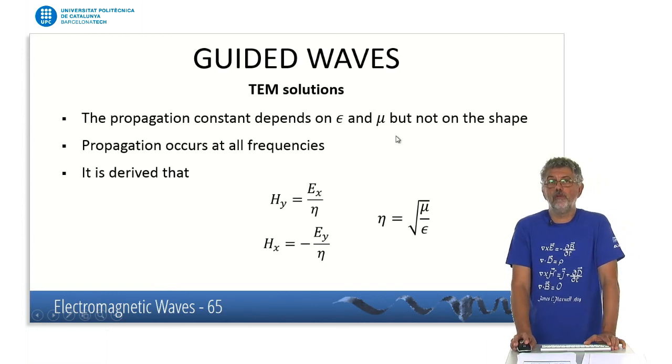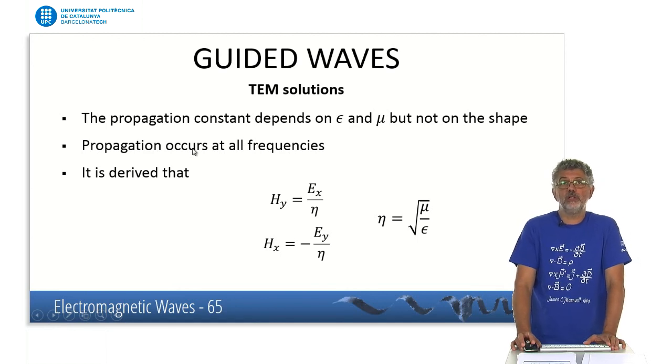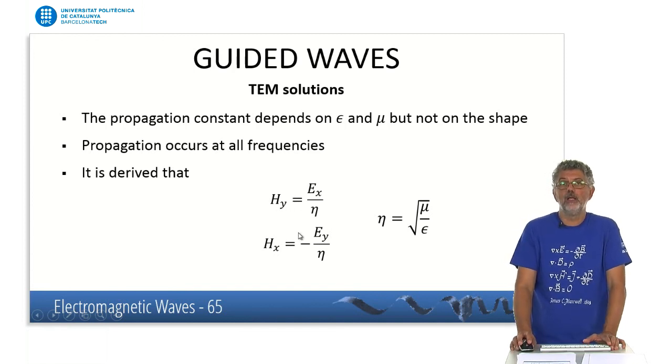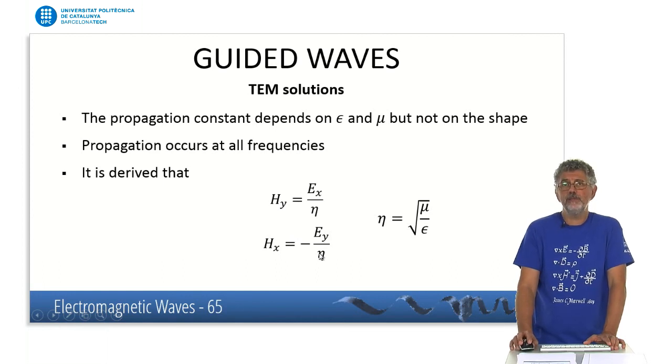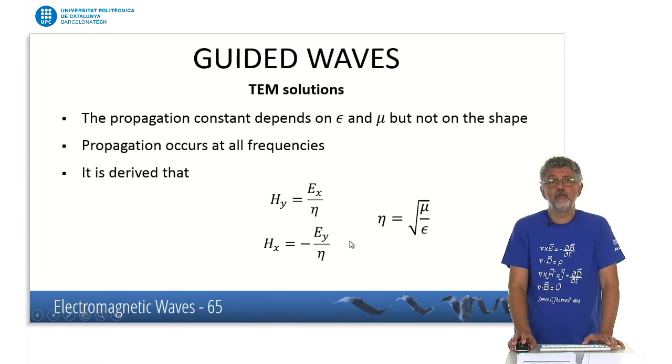Propagation occurs at all frequencies, there is not any restriction, and it can be shown that in a guided wave, for the TM case, we have a certain relationship between the components of the magnetic field and the electric field, and that relationship is given by the impedance of the medium, as we had seen in the one-dimensional case.